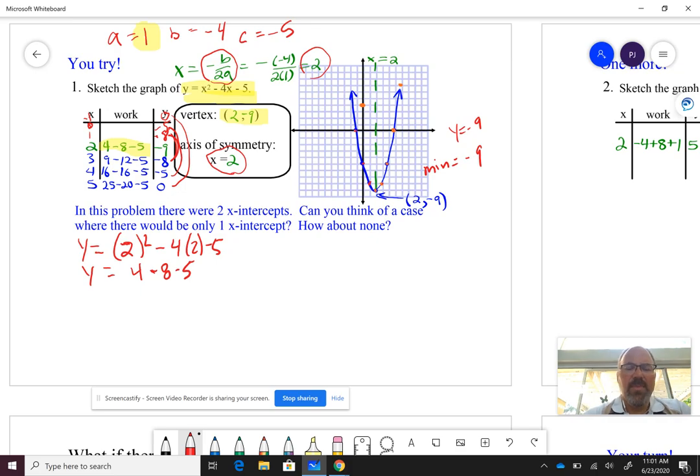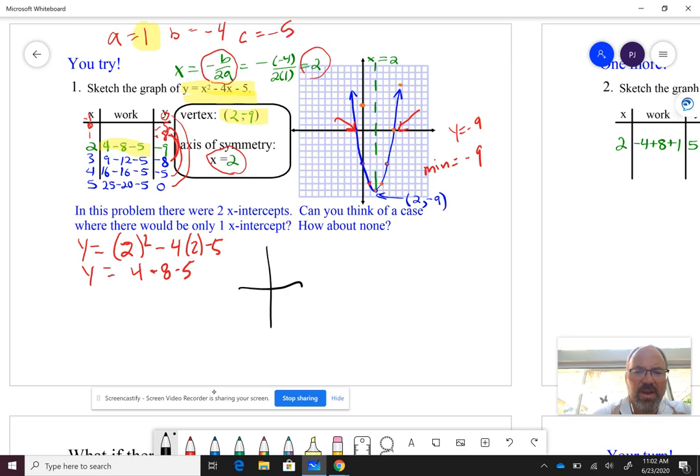All right. In this problem, there are 2 x-intercepts. So these right here are our x-intercepts. Remember, we can also call those roots. We can also call those solutions. Can you think of a case where there'd only be one x-intercept? What would that graph kind of look like?